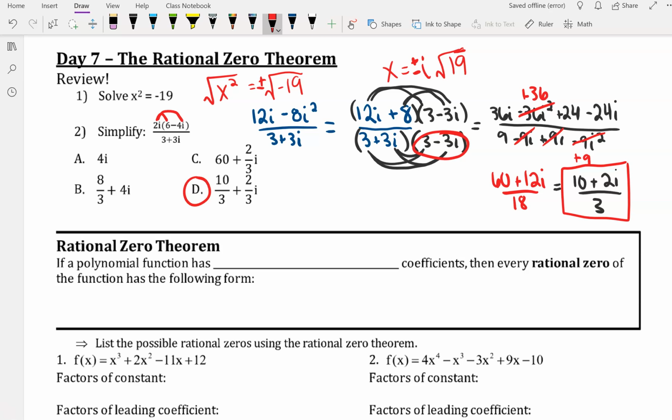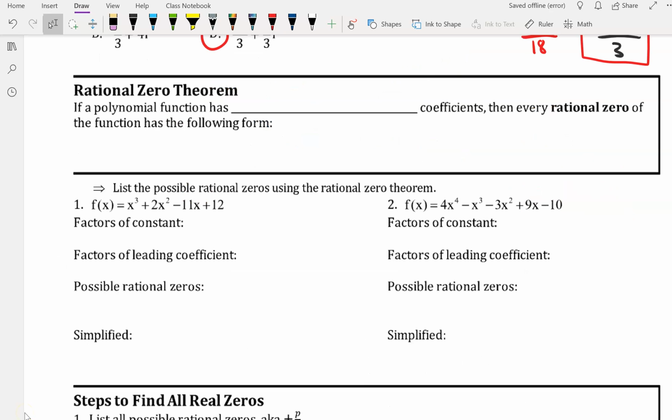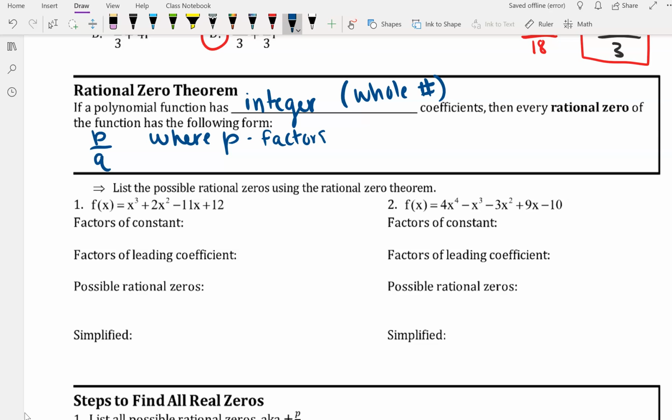All right, so today we're going to be doing the rational zero theorem, which says if a polynomial function has integer coefficients, integer means whole number, then every rational zero of the function can be, or has, the following form: P over Q, where P is the factors of the constant term over Q, which is the factors of the leading coefficient. We'll call that LC, leading coefficient.